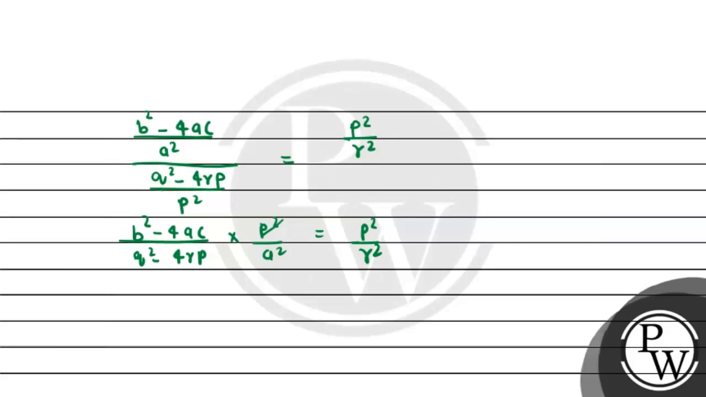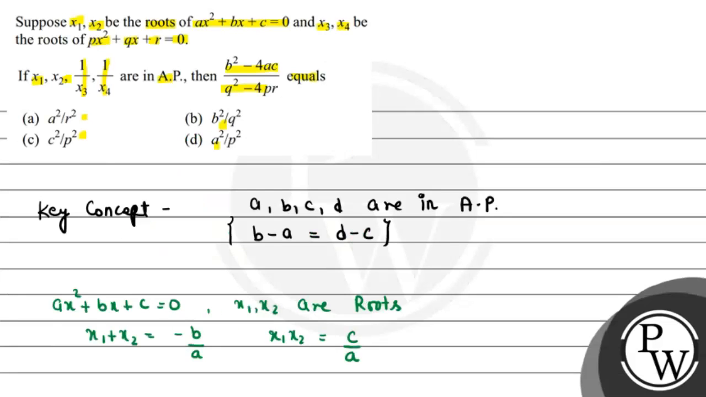This p square part cancels with p square. So we have (b square minus 4ac) upon (q square minus 4rp) is equal to a square upon r square. So that will be our answer. We had to find (b square minus 4ac) upon (q square minus 4pr), so the value of this expression will be a square upon r square. So our option number A will be correct.